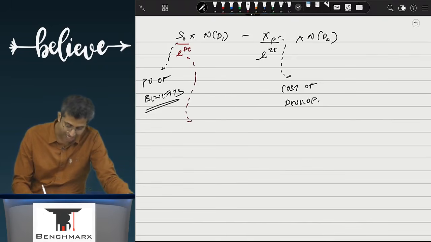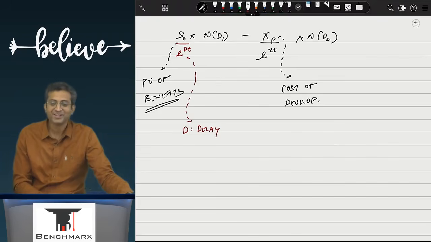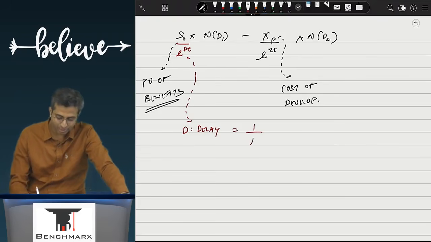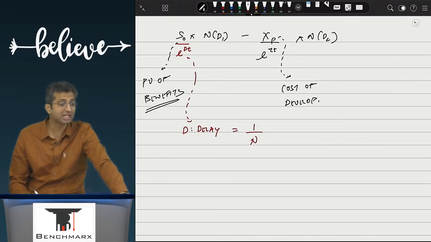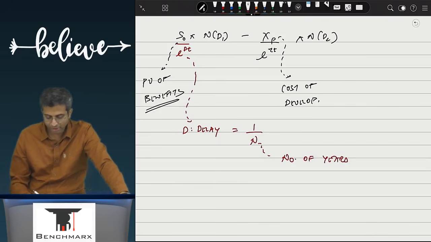D is treated similar to delay. Delay is like the dividend. So they treat it similar. Why, I don't know the reason, honestly. I've tried to think a lot, but I cannot understand it. So over here, they treat it as delay, which is calculated as 1 by n. So n is the number of years in the project, and based on that, you will try to find something like this.